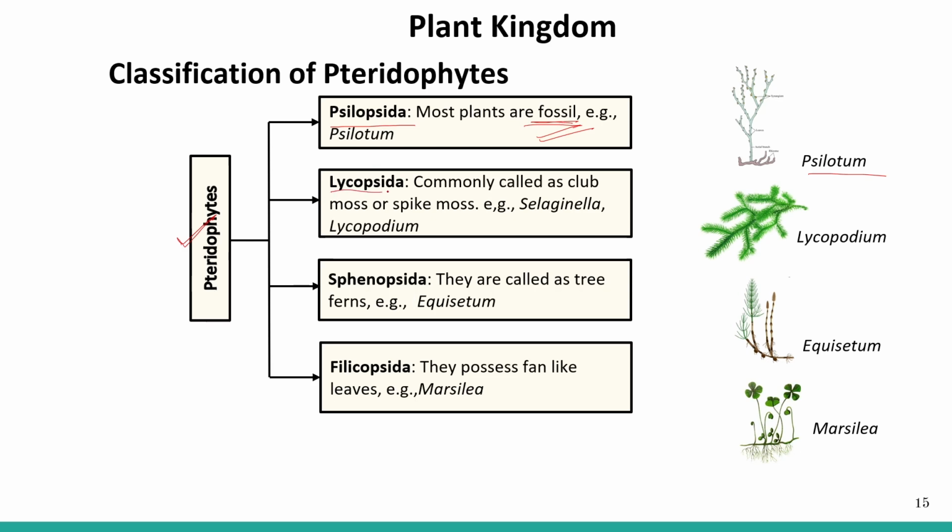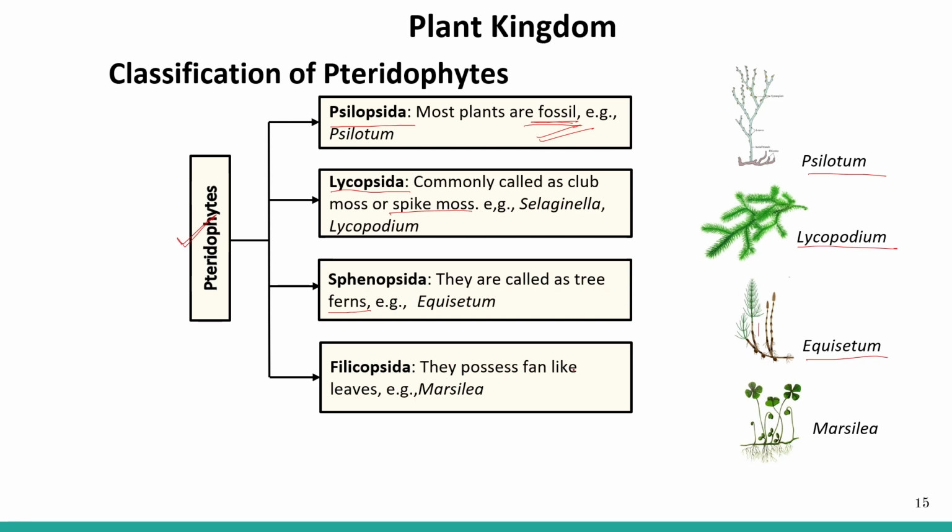Second one is Lycopsida, commonly called club moss or spike moss. The examples are Lycopodium and Selaginella. Sphenopsida, they are called tree ferns. They are quite large, and its example is Equisetum.